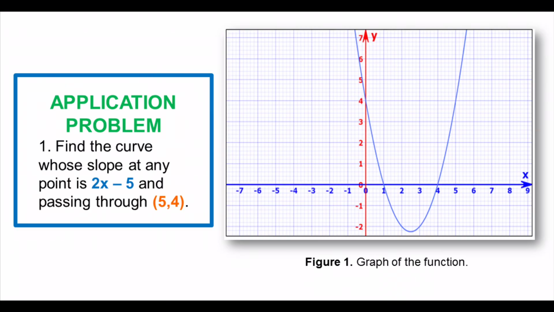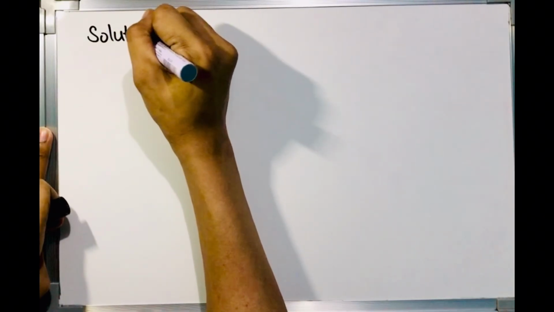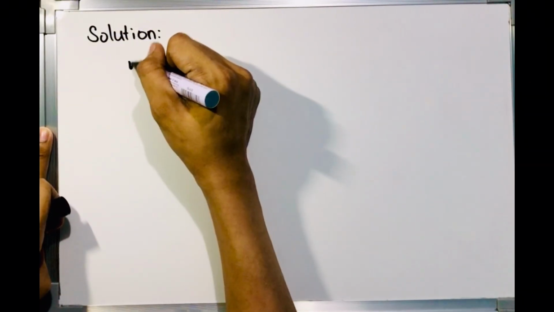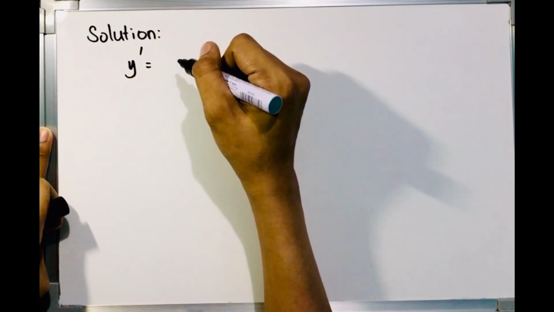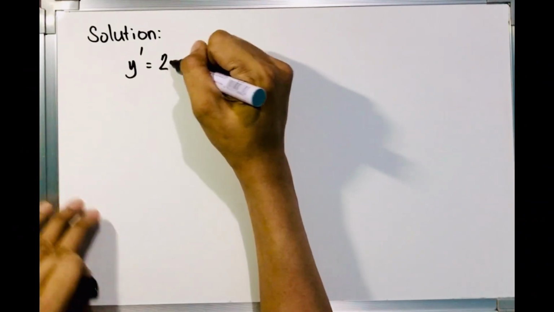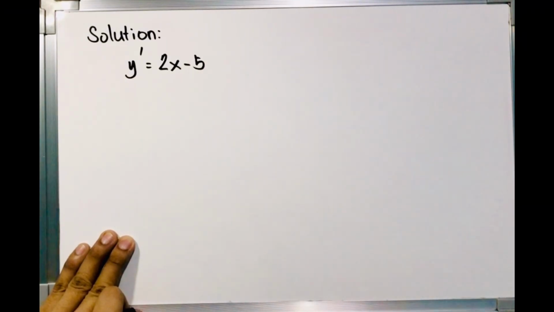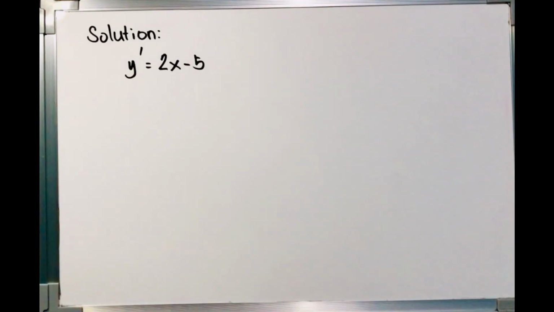So, to solve this problem, we have first the given is 2x minus 5 and what is it? It's the slope. So, slope is equal to, or the gradient of the tangent is equal to 2x minus 5. Okay? And then, passing through 5, 4, mamaya gagamitin natin yan para ma-solve natin yung constant.